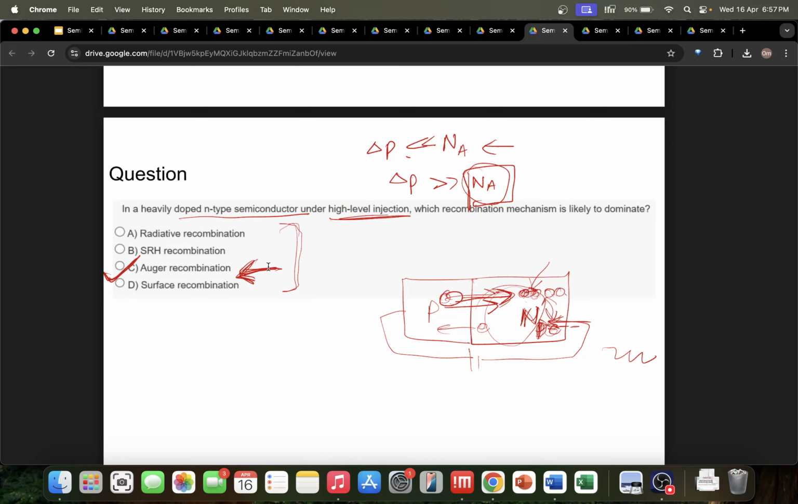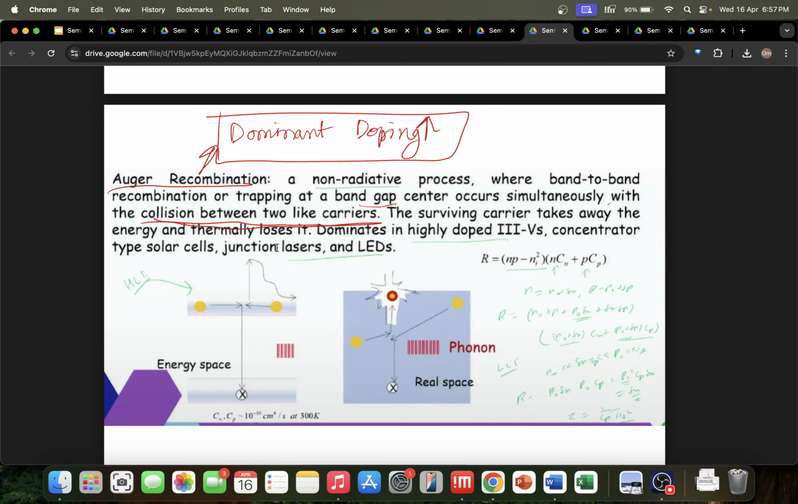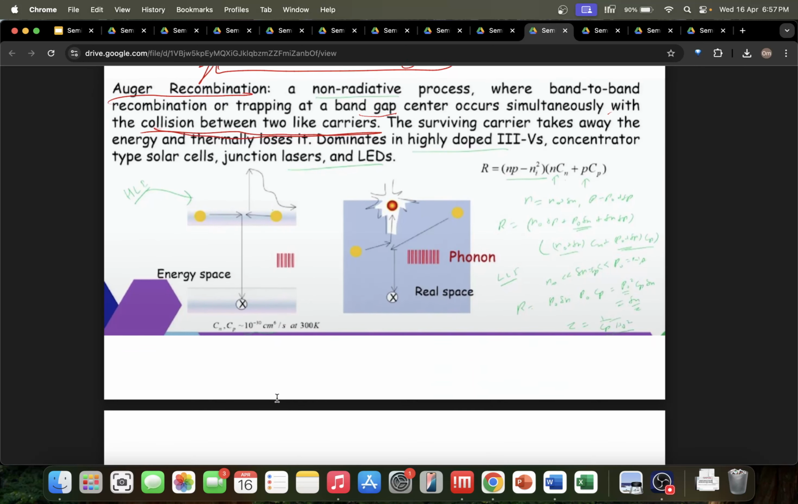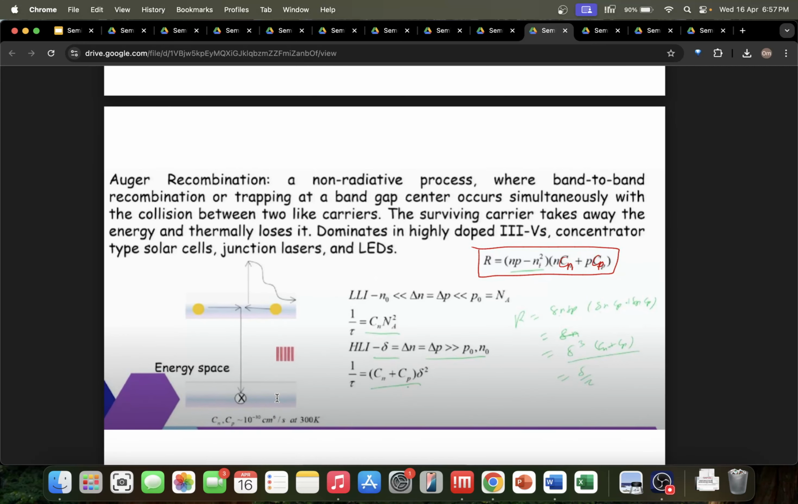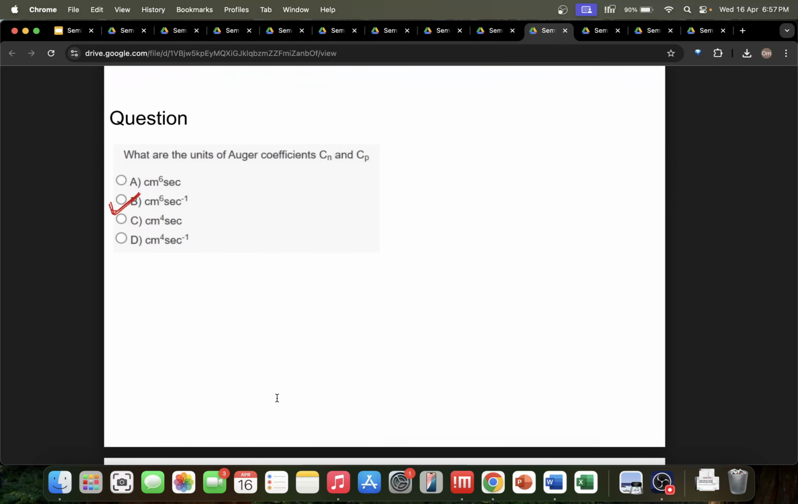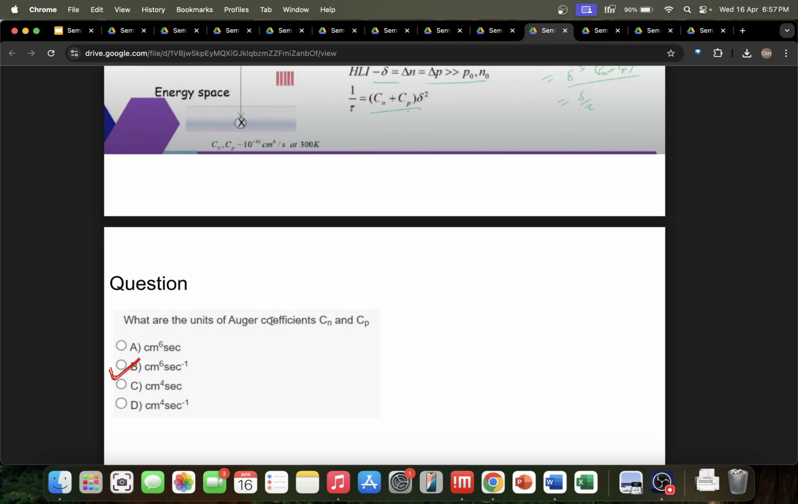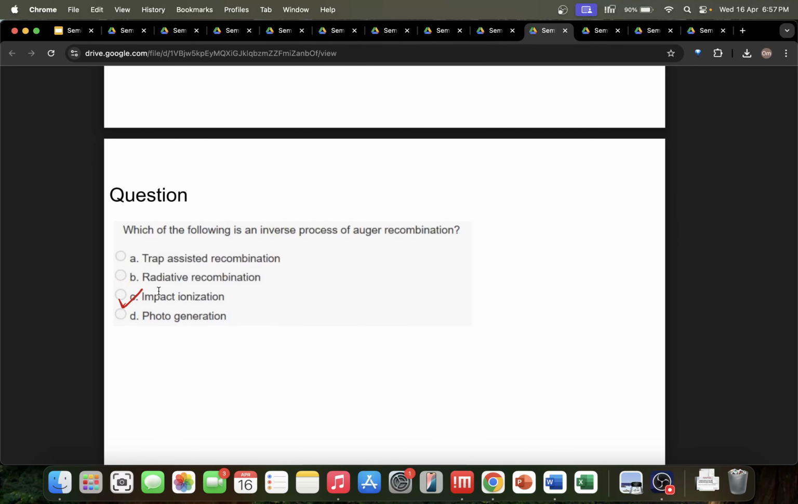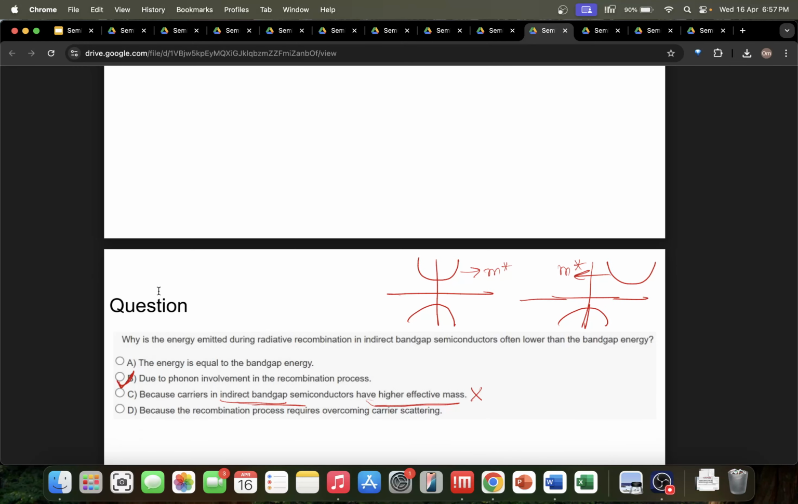Then what is Auger recombination? It's dominant when there is high doping, as there are more carriers which interact and transfer energy to a third one to generate a collision. Coefficients and units: it has very different units, centimeter to the power 6 per second. The inverse of Auger recombination is impact ionization.